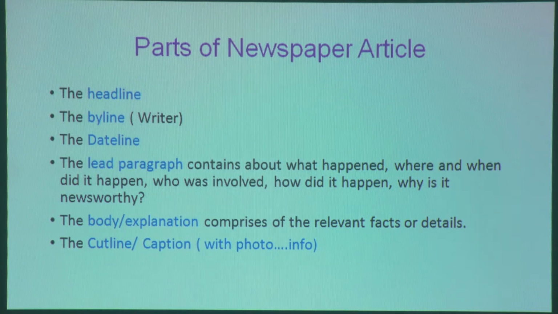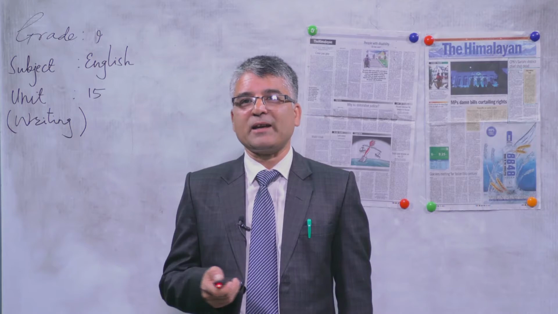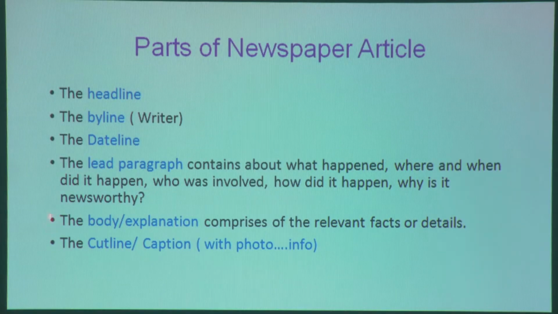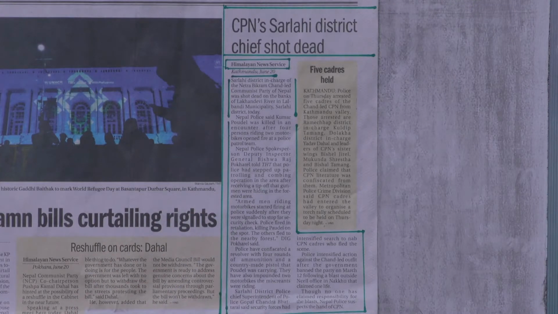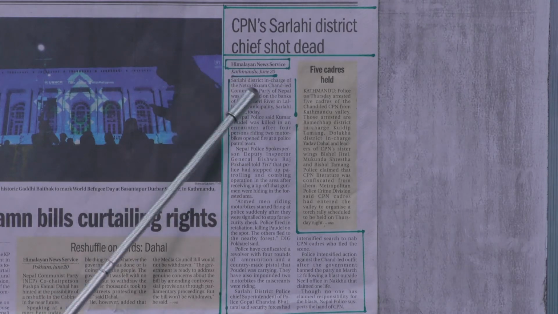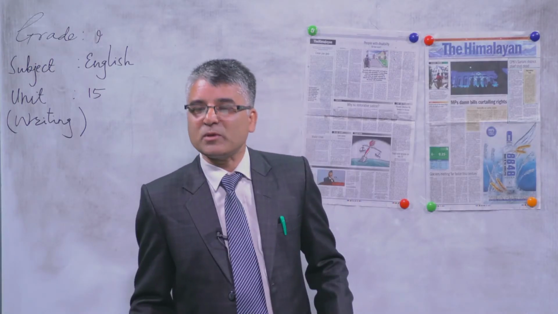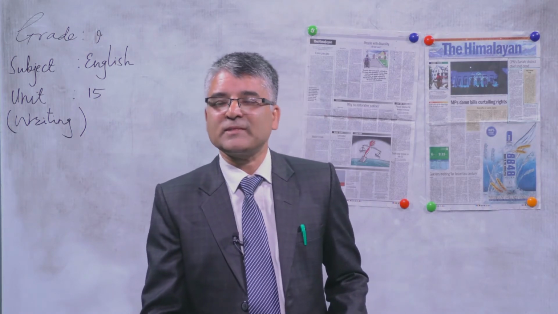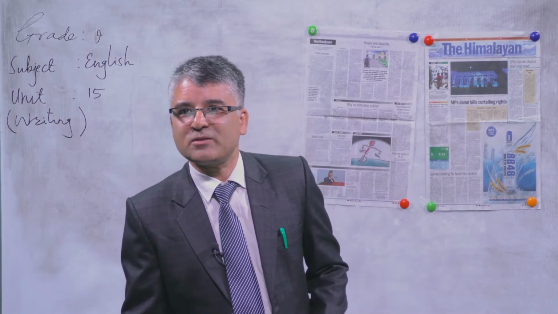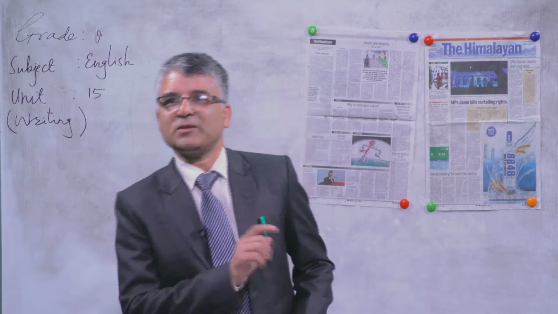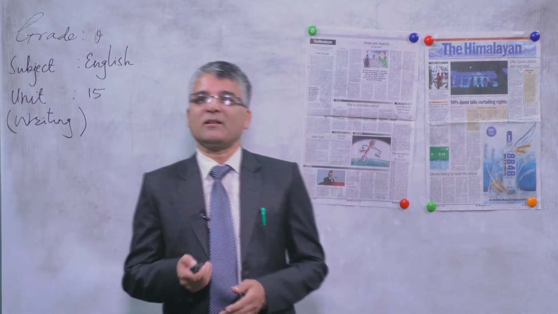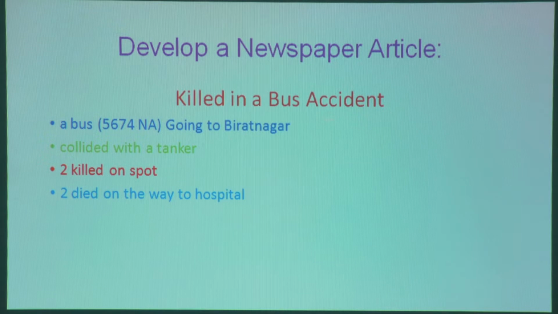Those things should be written in the beginning paragraph, which is called the lead paragraph. After that the major things will be explained in detail further down, so that people can understand everything about the newspaper article. But the most important point is that this lead line must attract people's attention. Now, did you understand, students? Okay, right. So now let's develop a newspaper article.